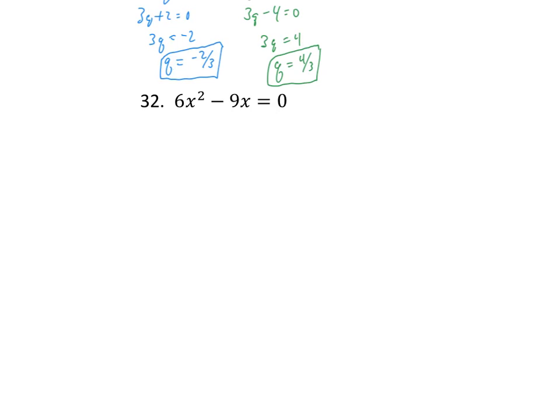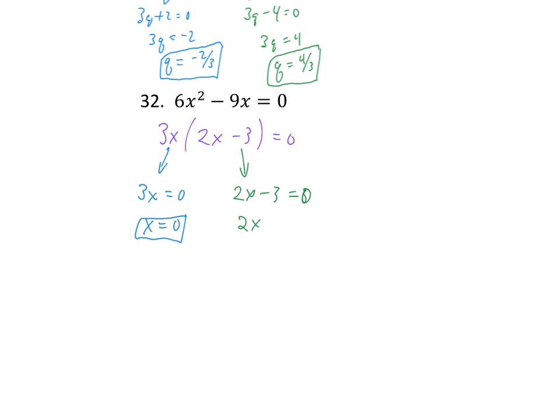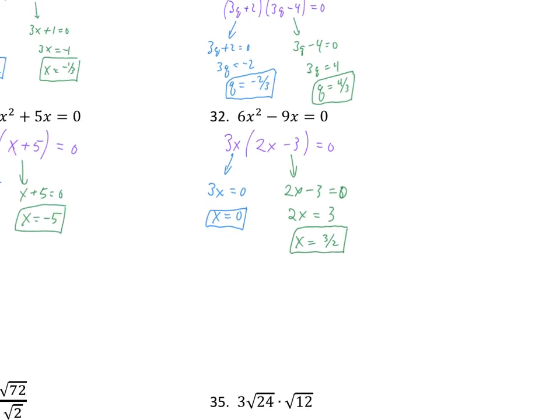32. Look for GCF. Both 6 and 9 have a 3 in them, and they both have an x. It's going to leave us a 2x and a negative 3. Looks like another easy GCF factoring. Nothing left to do in the parentheses. Get 3x equals 0, divide by 3. 0 divided by 3 is 0. Add 3 to both sides. And divide by 2, so x equals 3 divided by 2. Alright, there's all those solving by factoring problems.